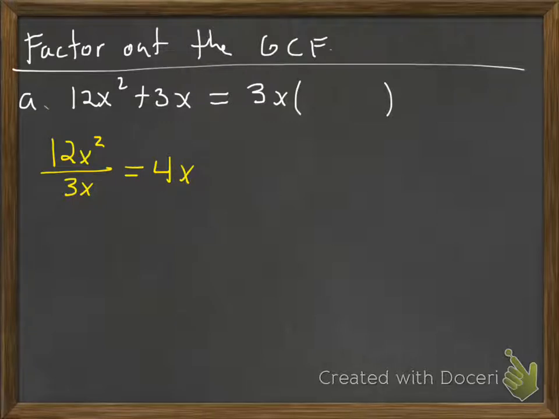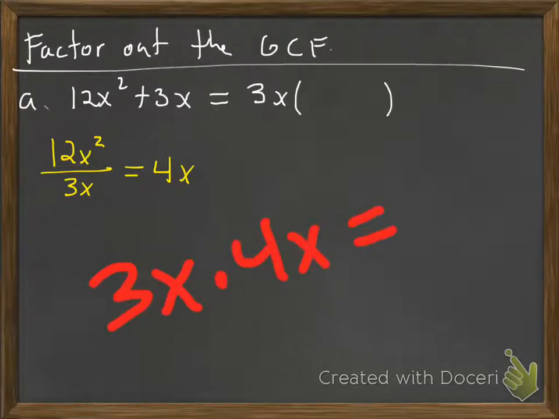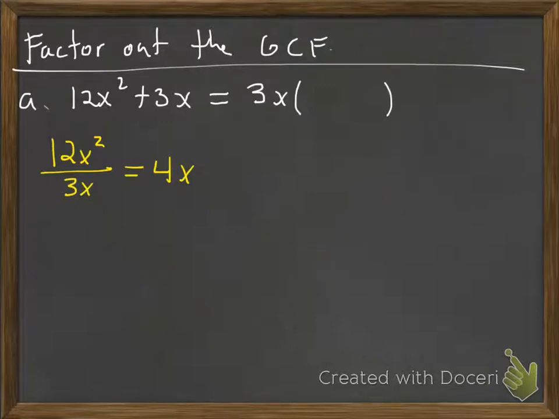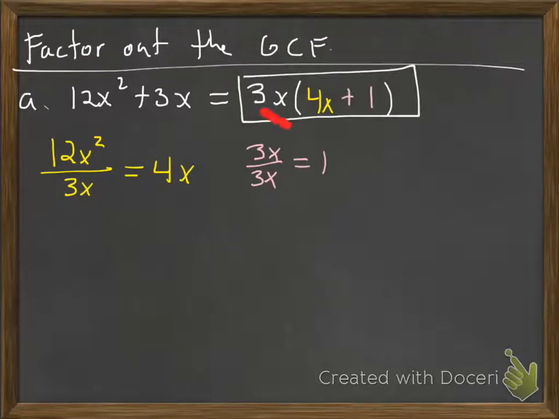Okay. If I multiply 3x times 4x, 3 times 4 is 12, x times x is x squared, and that's that 12x squared right there. Then we'll do the same thing. 3x divided by 3x is 1, so we get 1 there. And notice if I do 3x times 1, that gives me the 3x. So I get right back to where I should have been.